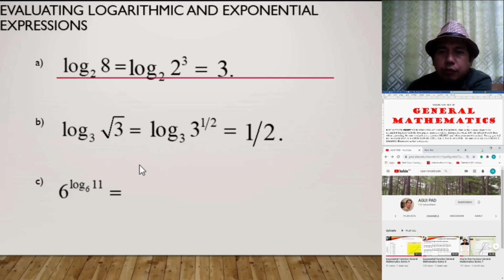Now what about this problem? Letter C. 6 raised to log of 11 with a base of 6 is the same as 11.